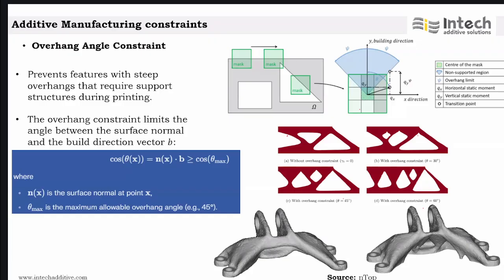Now we are optimizing a part so that it doesn't have overhang faces. What I mean by overhang faces here is the faces that are less than 45 degrees.